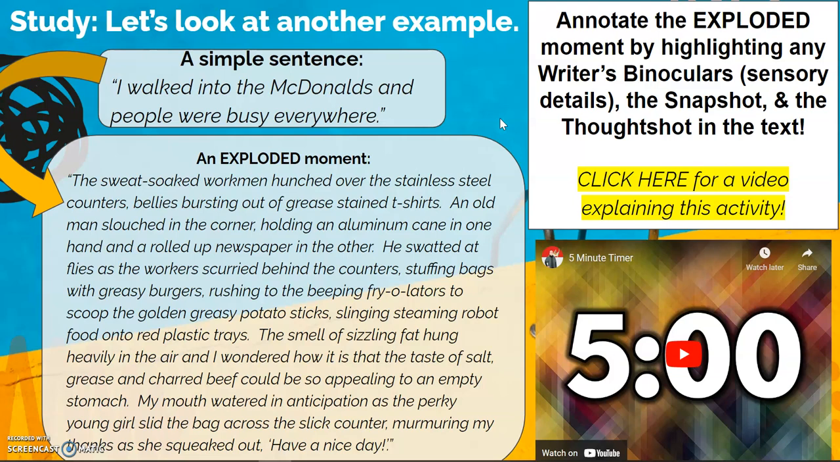What I'm going to ask you to do right now is, again, go through and make sure that you've got all of these underlined. If you need to, go ahead and play this 5-minute timer that's here. I don't want you to spend a ton more time than that. But I want you to mark this all up, identifying as many of those sensory details as you can, those writer's binoculars, and then making sure that you find there is a snapshot and there is a thought shot in here as well. Please go ahead and pause the video while you work, and then you can come back to this video to see a possible model in just a few minutes.